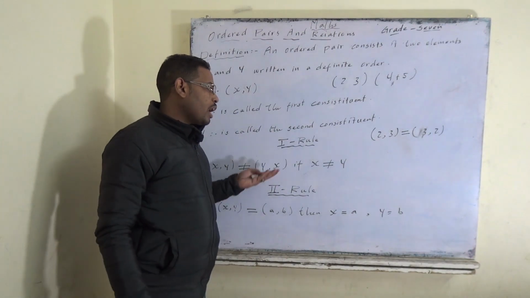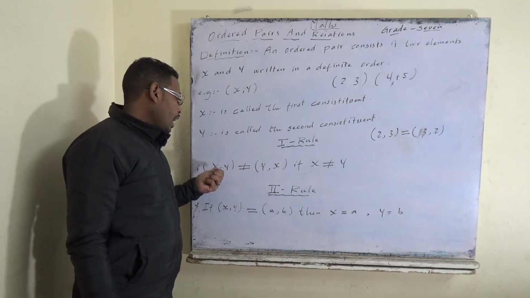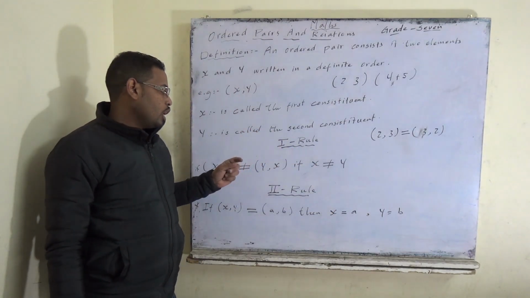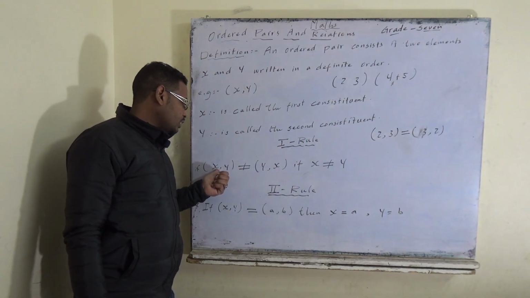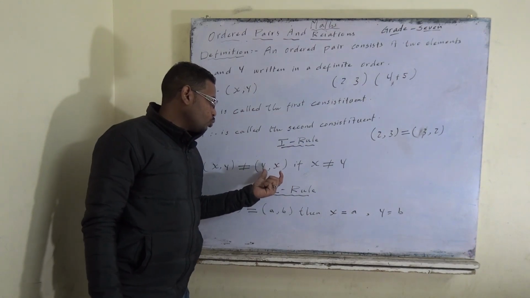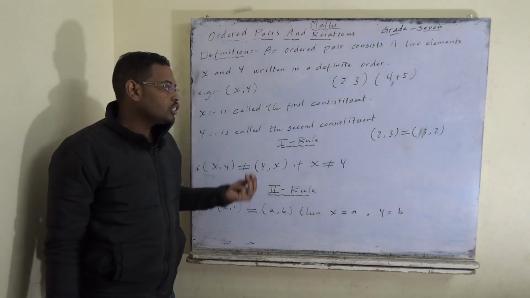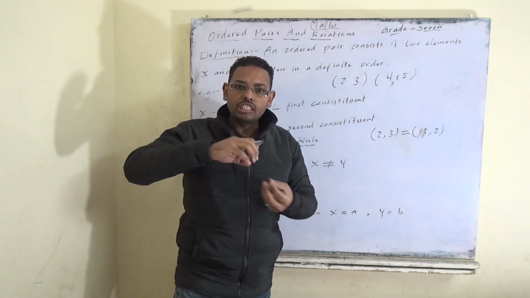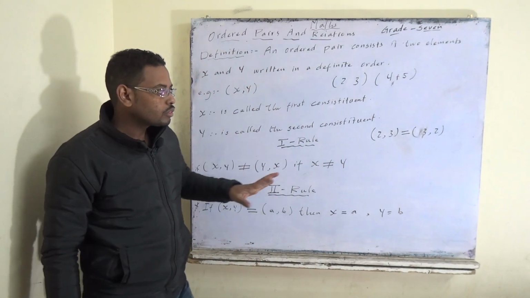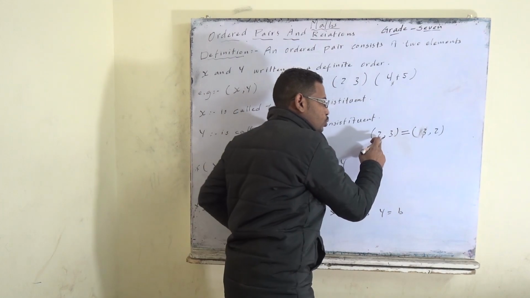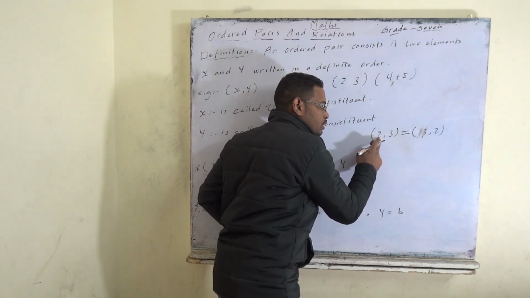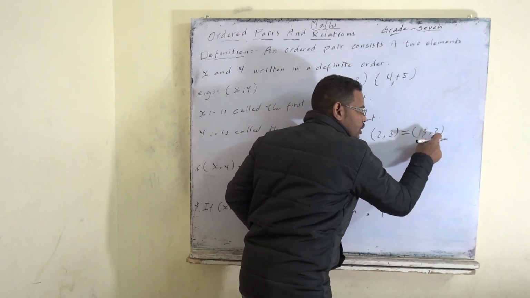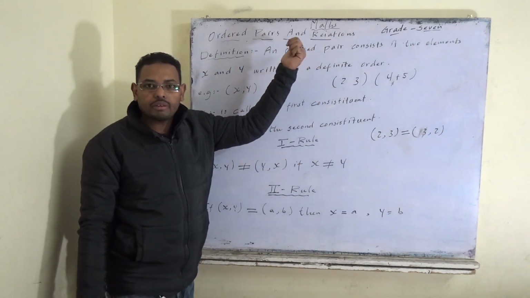Now, what we are saying in this rule is that the ordered pair (x, y) is not equal to (y, x) if x is not equal to y. If these are not equal, therefore these variables or these numbers can't interchange their positions. What do we mean by this? Here we have 2 and 3. That means 2 is the first term and 3 is the second. And here we have 3 and 2. That means we can't put this 2 here and this 3 here. Why? Because this is an ordered pair.